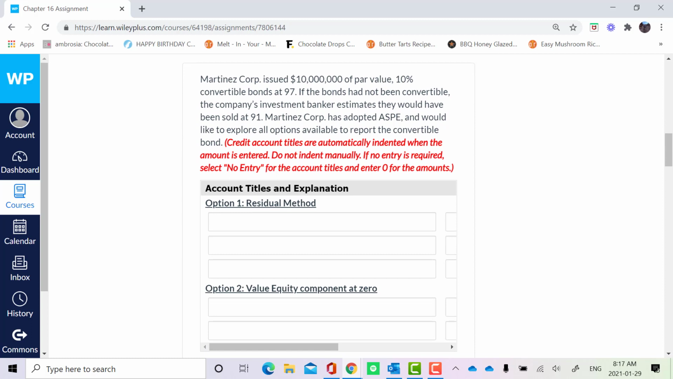Number two is now ASPE. So the first part of it, option one, is exactly the same. You value the bonds and the rest goes to the conversion option. And watch contributed surplus, when you book to that account, it always has a descriptor after it. So in the first one, I think it's contributed surplus warrants, or maybe it says stock warrants. In this one, it would be contributed surplus conversion option.